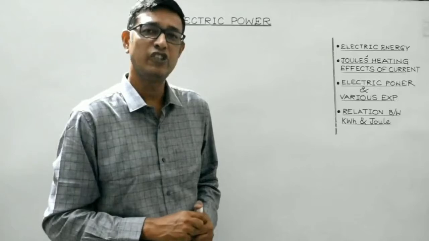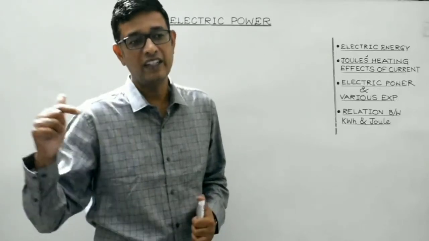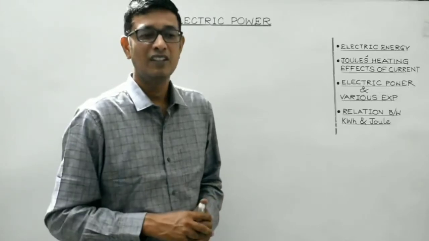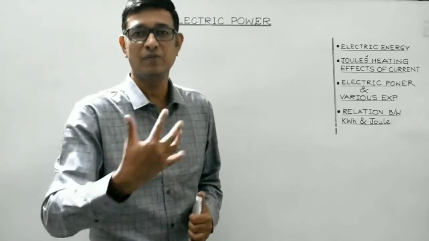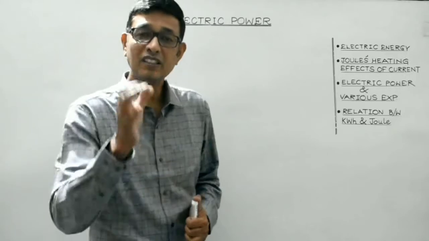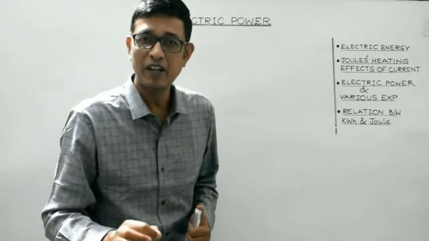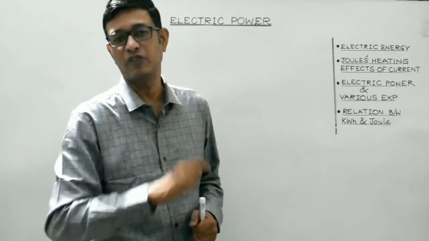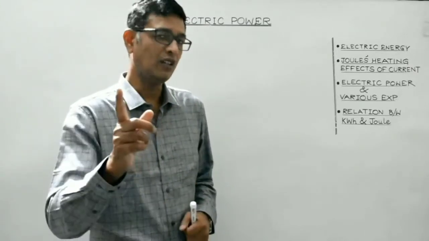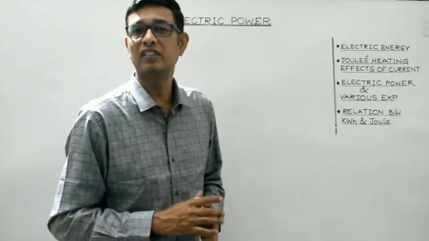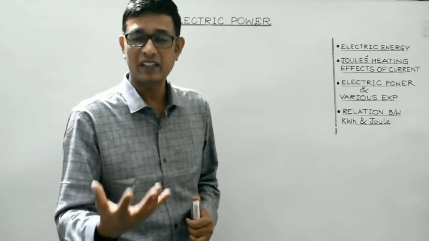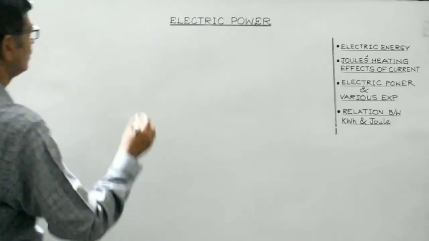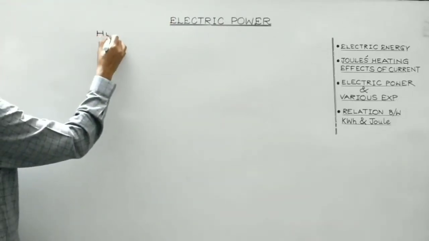And students, James Joule found that when this electric current is made to pass through any conductor for a given time, then the conductor tends to get heated up. So this effect, which was first studied by James Joule, is known as Joule's heating effects of current. So we'll start with heating effects of current. First we'll discuss it mathematically and then we'll discuss it qualitatively, right? So what we'll do is, we'll start with heating effects of current.